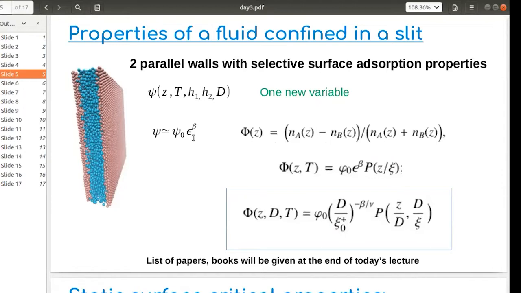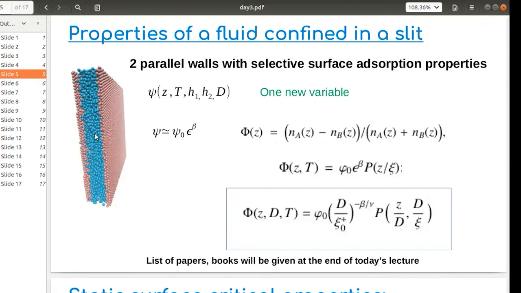And why not? Because the moment you have two surfaces, the structure of the fluid in between is going to depend on the distance from the surface, right? Like I told you before, if the surfaces prefer A components, I'm going to have a layer of A components on top of the surface. And in the middle of the slit, there's going to be the presence of both A and B type of particles. And so you're going to have some kind of layering structure. So if I look at the order parameter, it's now going to be distance dependent.